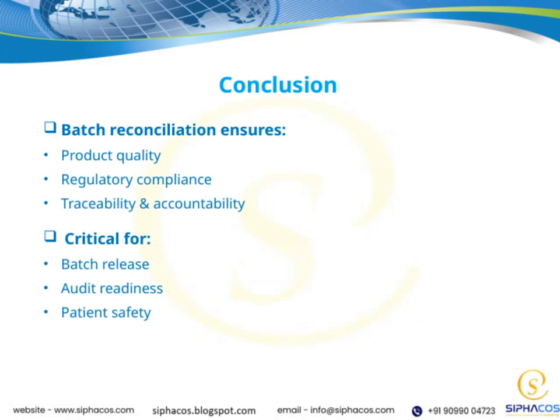So, in conclusion, batch reconciliation plays a critical role in ensuring several key aspects of our manufacturing process. It helps us maintain product quality by verifying that each batch meets our standards before it reaches patients. It also supports regulatory compliance, making sure we're adhering to the necessary guidelines and documentation requirements. Additionally, it ensures traceability and accountability, so we can track every step of the process and hold ourselves responsible for the final product. These points are especially crucial when it comes to batch release, as we need to confirm everything is in order before giving the go-ahead.